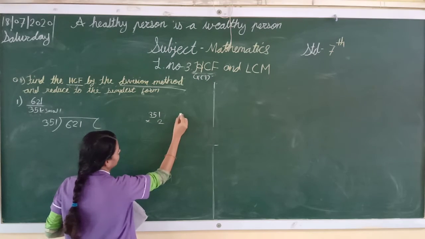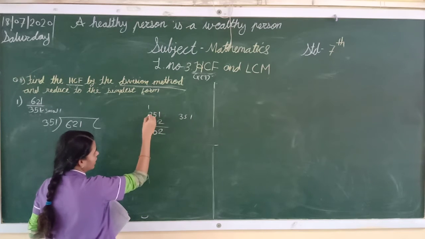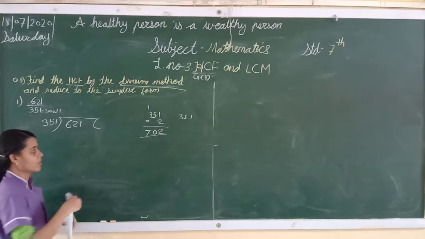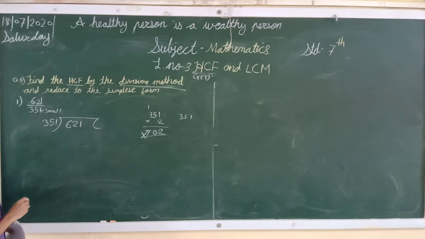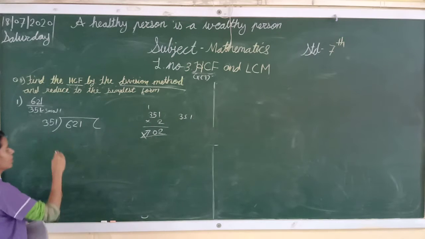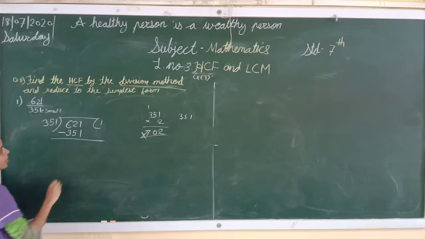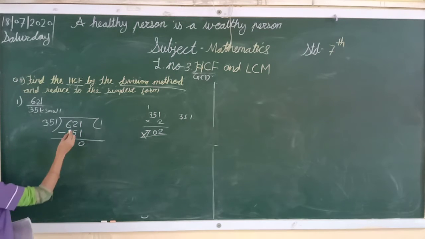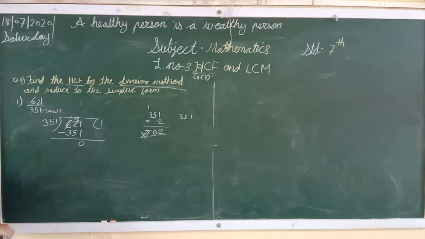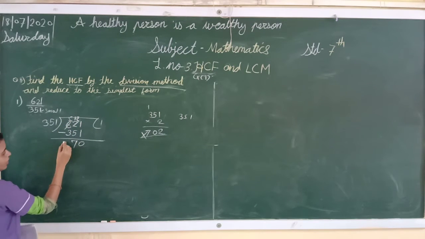351 twos are, 2 ones are 2, 2 fives are 10, 1 carry, 2 threes are 6 and 1, 7. Students, this number is greater, so we will not take this, because we can't subtract it from 621. So which one is the smallest number? 351. So 621 minus 351: 1 minus 1, 0. 2 minus 5, here we will take 12 and here 5. 12 minus 5 how much, students? 7. 5 minus 3, 2.